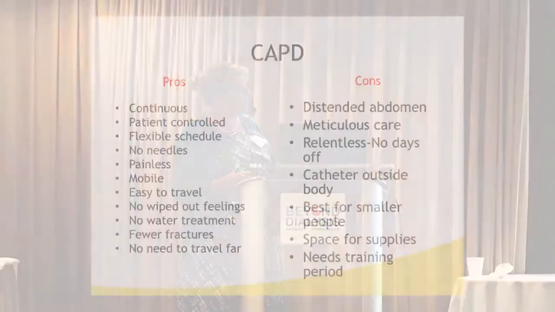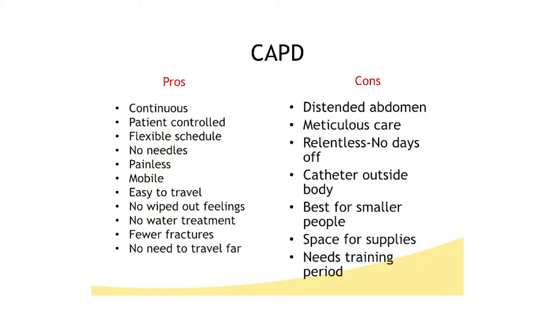There are many pros and cons for this. I'm going to just point out a few for continuous ambulatory peritoneal dialysis. It's patient-controlled, and there's a flexible schedule. And a lot of people do like the flexible schedule. Other ones don't, because they know that they commit to a certain time slot, and they will do it. So that's good and bad. It tends to be painless. They're more mobile when they're on peritoneal dialysis. And actually, new data shows that they have fewer fractures because the phosphorus is better controlled.